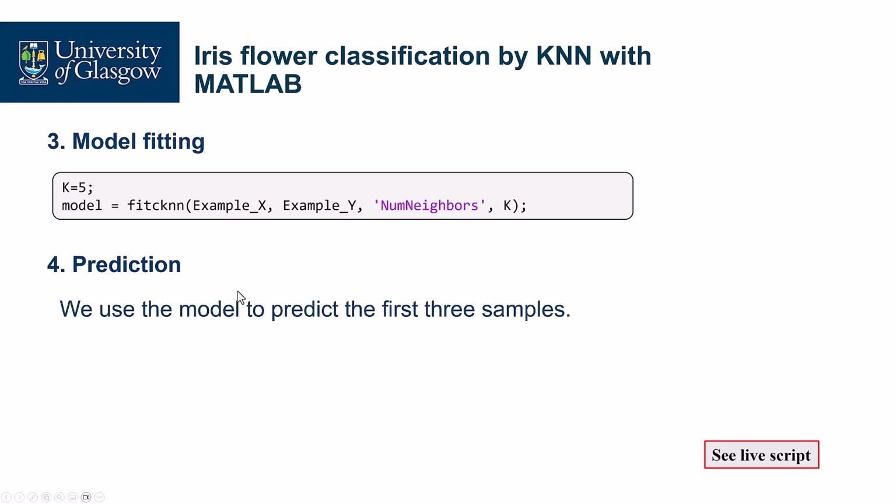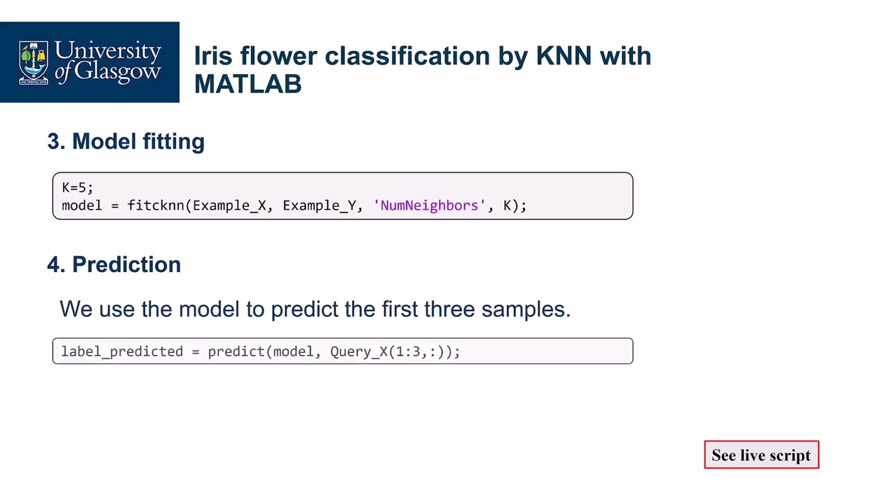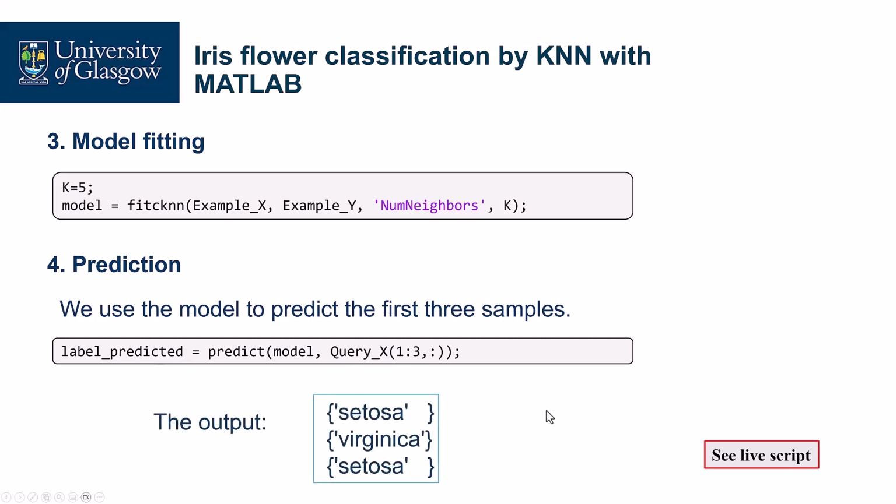Now we predict the first 3 samples. We can see the predict function: predict model, and the inputs are the query X, the query data, rows 1 to 3, all the columns, right? Using this, we can get the predicted label, and the output is here. You can see the live script and find out yourself.